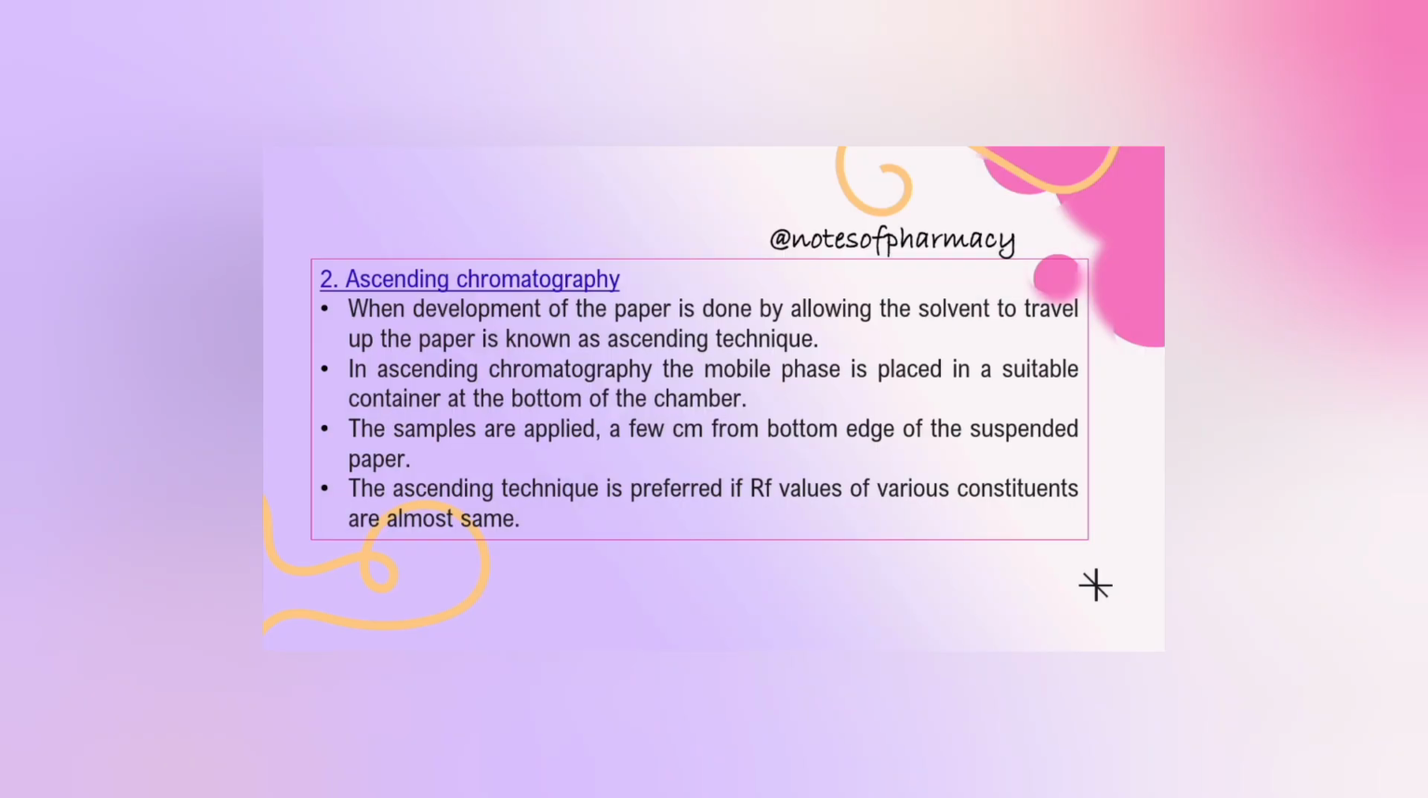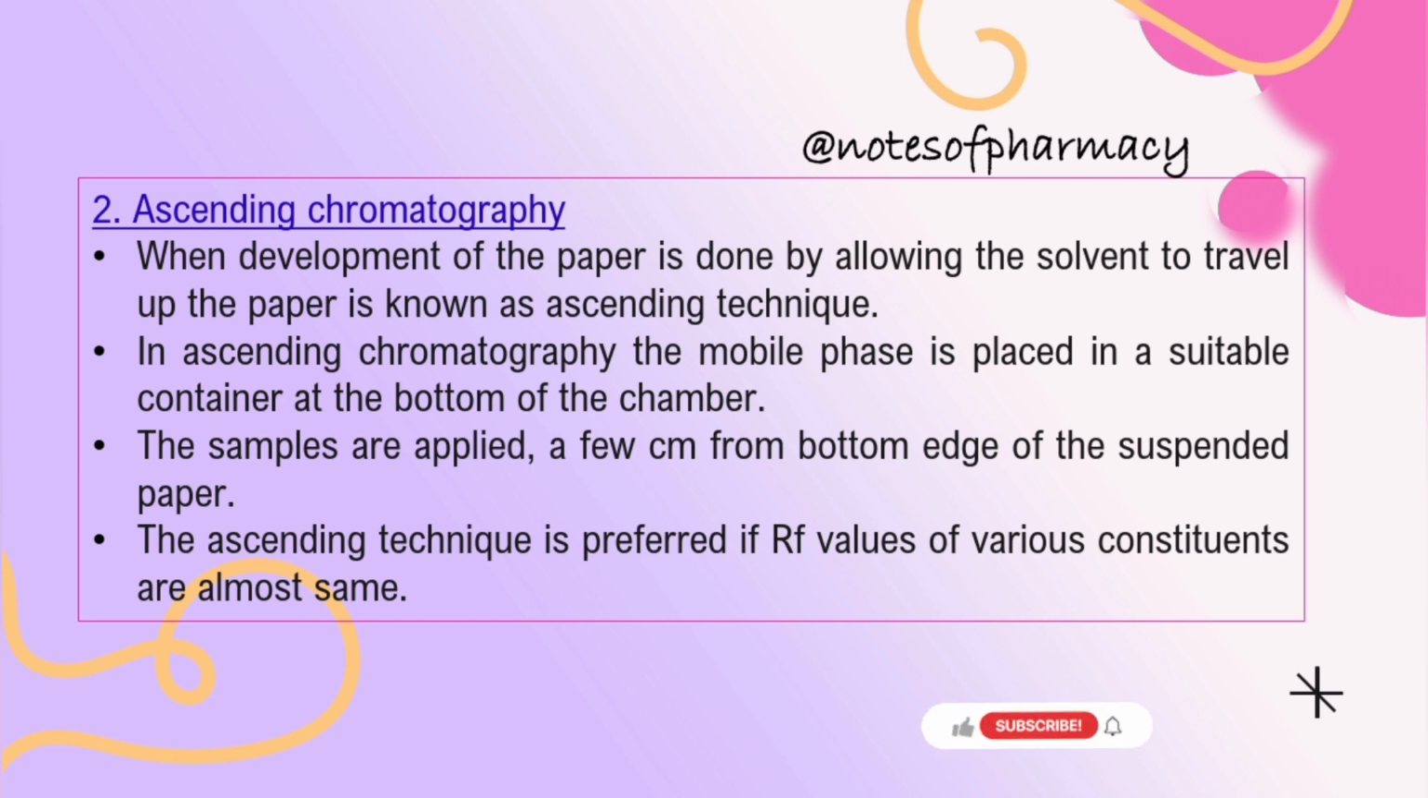In ascending chromatography, when development of the paper is done by allowing the solvent to travel up the paper, it is known as ascending technique. In ascending chromatography, the mobile phase is placed in a suitable container at the bottom of the chamber. The samples are applied a few centimeters from the bottom edge of the suspended paper. The ascending technique is preferred if Rf values of various constituents are almost the same.